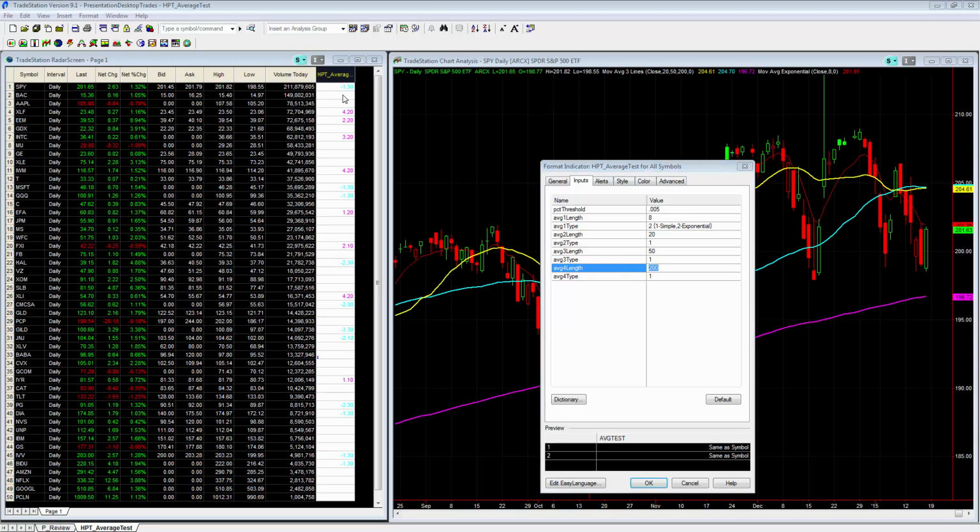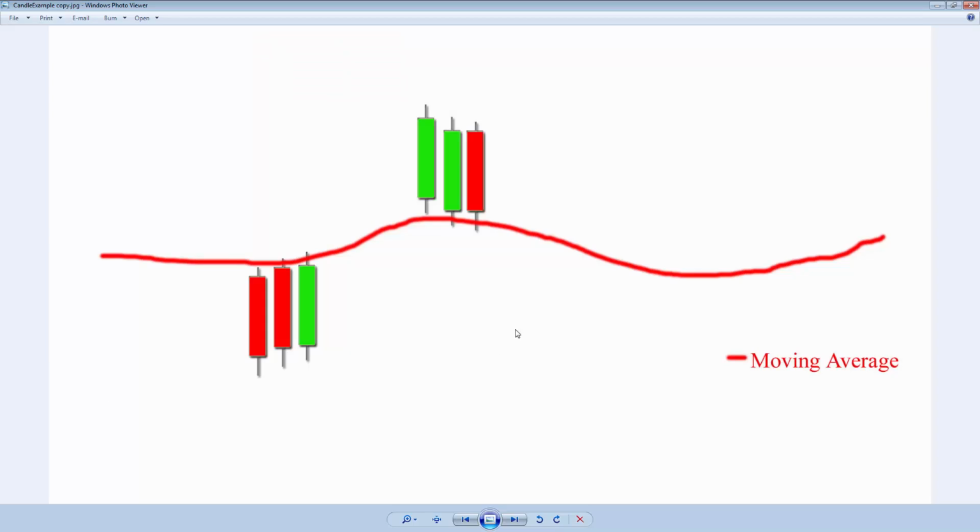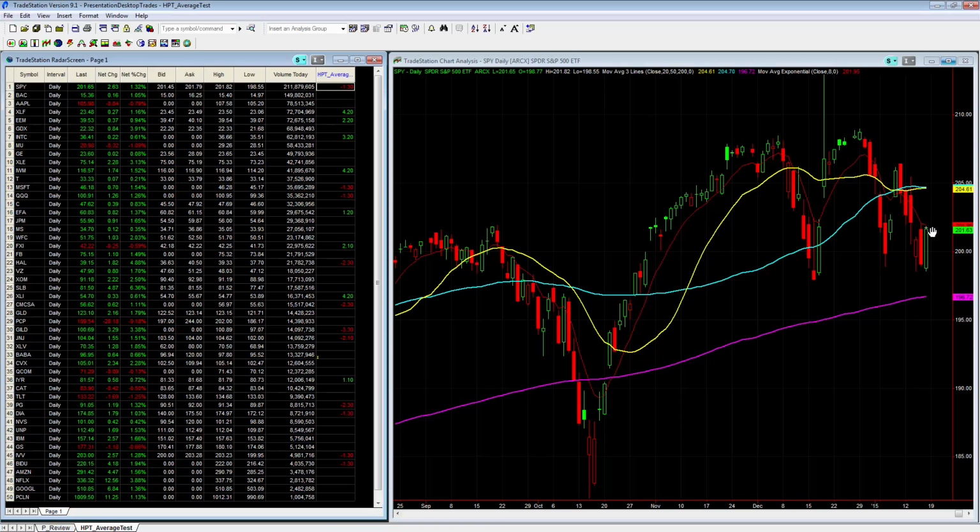You'll notice up here, for the SPY, it's a negative 1.3. So what that means is that the 1 is it's testing the exponential moving average. The .3 means, if we go back to the example, that it's the third type of test, which is a close within the moving average space. And if we go back to that chart, that's exactly what this type of test is, now that you can see it. I'll give you another example here.